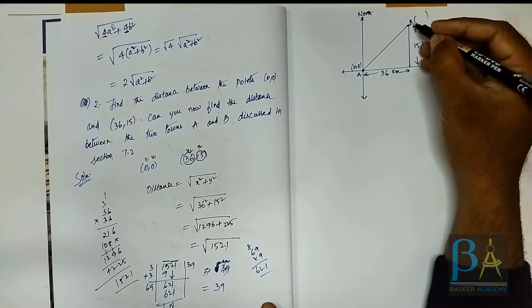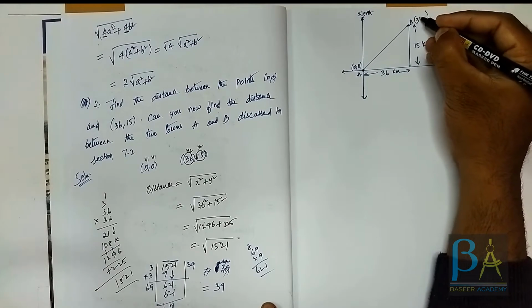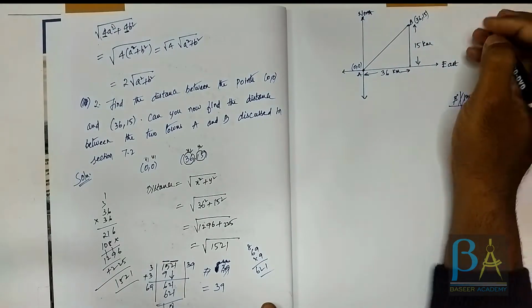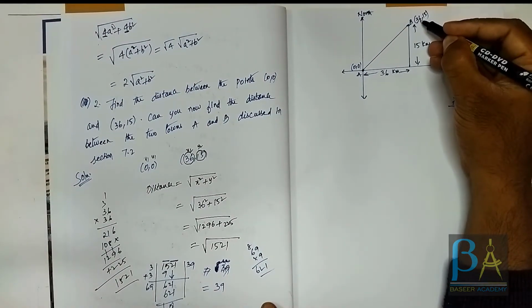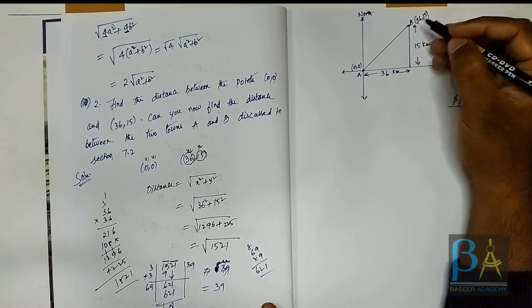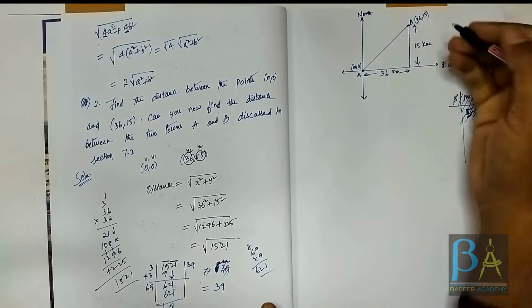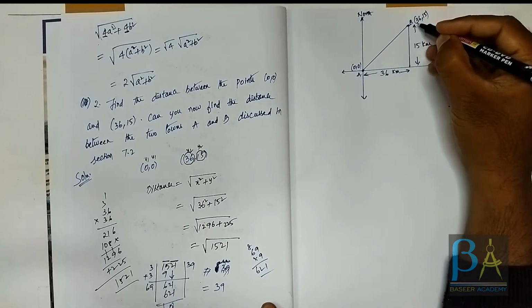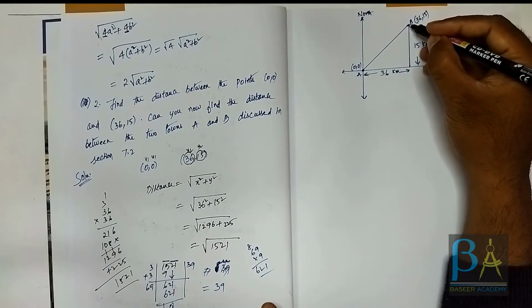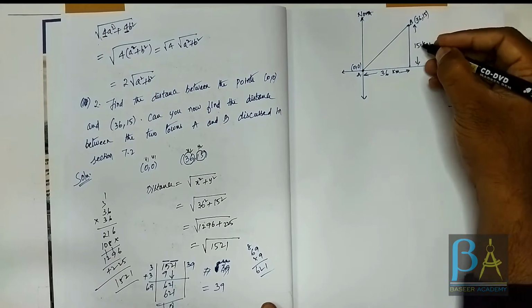And what are the coordinates of town B? Can we get the coordinates of town B? Yes, we can. The coordinates of town B are 36, 15. How? The x-coordinate gives you the distance of the point B from the y-axis. The distance of B from the y-axis is 36. And the y-coordinate gives us the distance of this point from the x-axis. This is the x-axis. From the x-axis, the distance is 15.